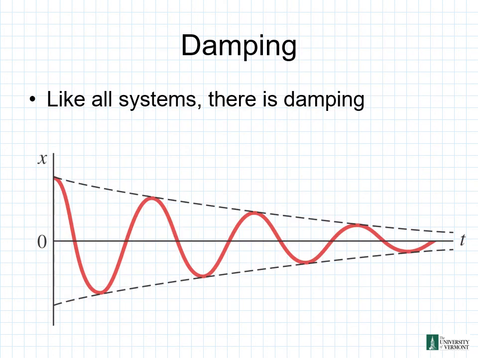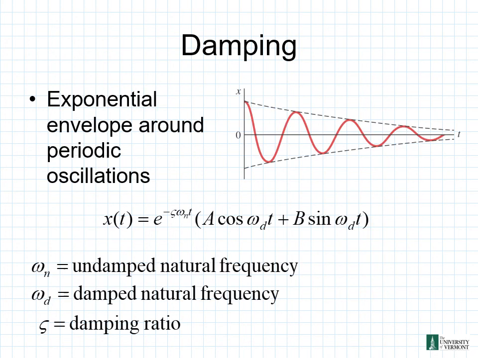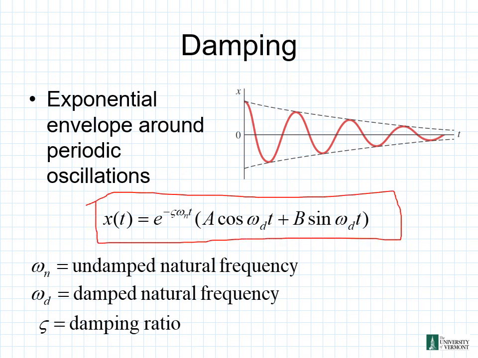So let's talk about damping now. Like all the systems that we dealt with before, there's still going to be damping here. We have this x of t plot showing the damping for our cantilevered beam, an exponential envelope around a periodic oscillation. We have the following relationship for x of t, where omega sub n is our undamped natural frequency, omega sub d is our damped natural frequency, and we have our damping ratio as well.